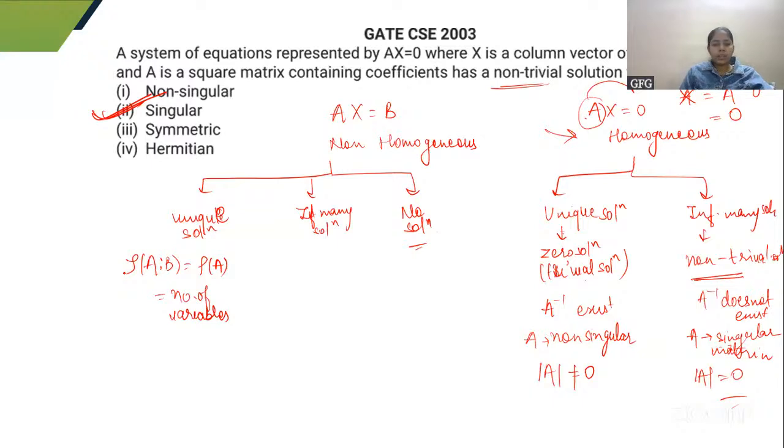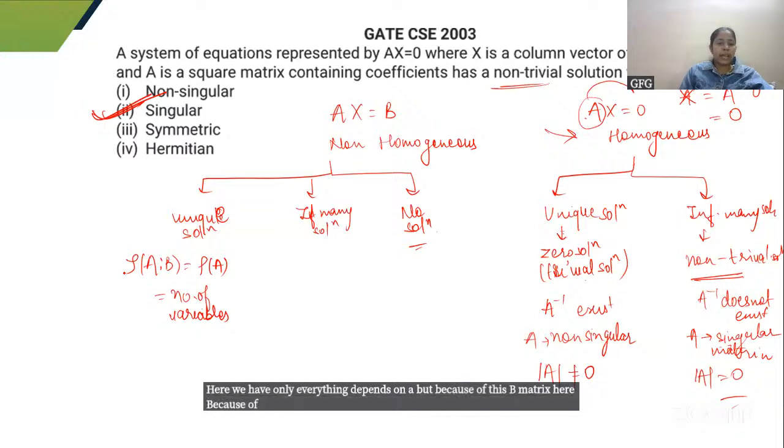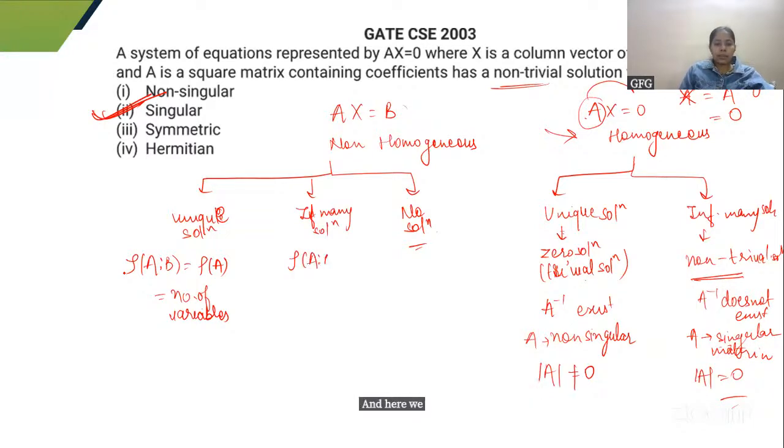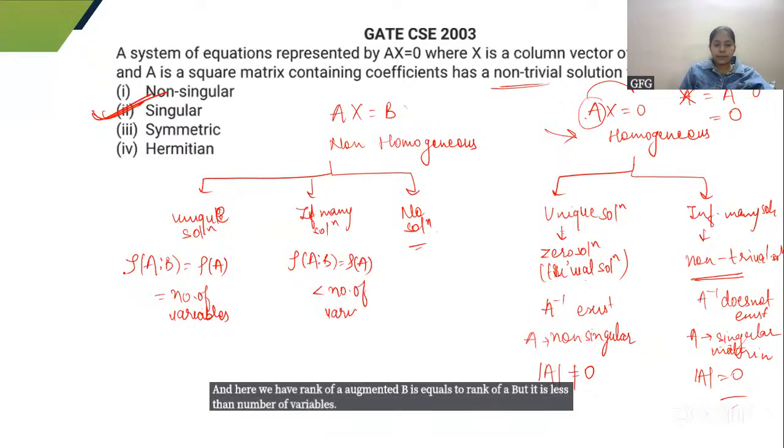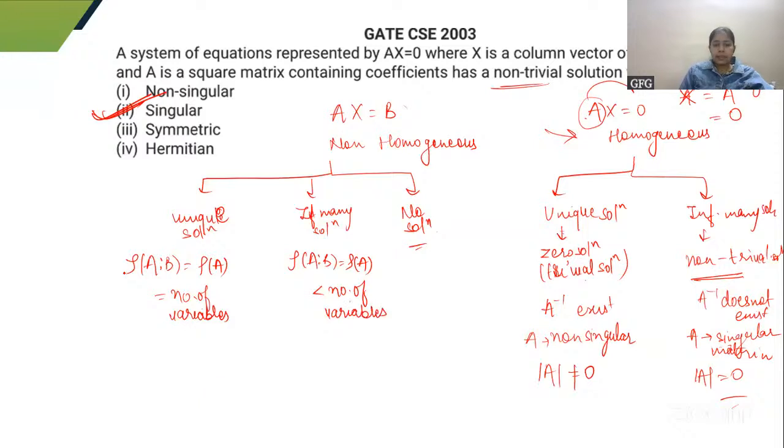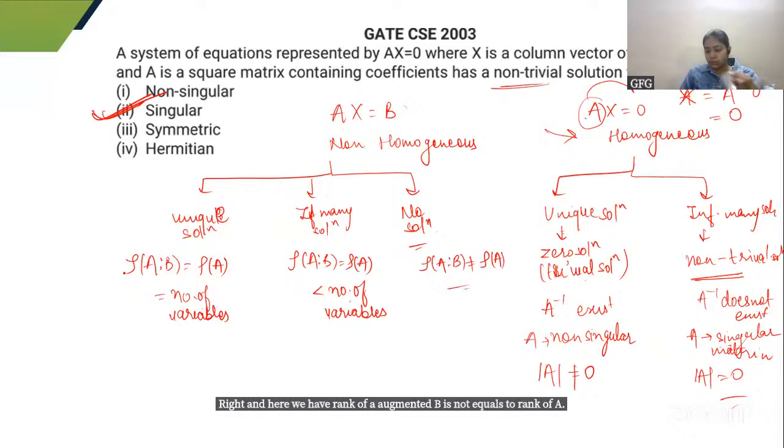Here, everything depended on A, but because B is non-zero, we have dependency on A and B. And here we have rank of A augmented B equal to rank of A, but it is less than the number of variables. Right? And here we have rank of A augmented B not equal to rank of A. Then we'll have no solution.